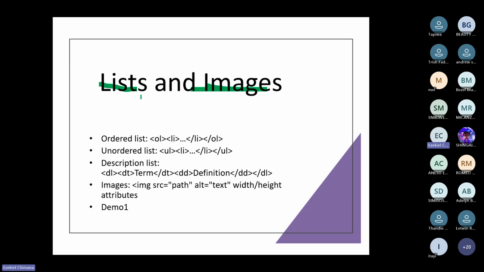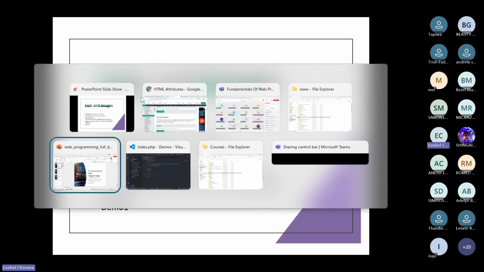What is this list? How can you create a list, an ordered list, an unordered list? Also a description list, but don't worry about the description list. Maybe the first two are the ones that we need to look at, the ordered list and the unordered list. For the image, we've already done that. So let's look at the first demo that we have, which is demo 1.